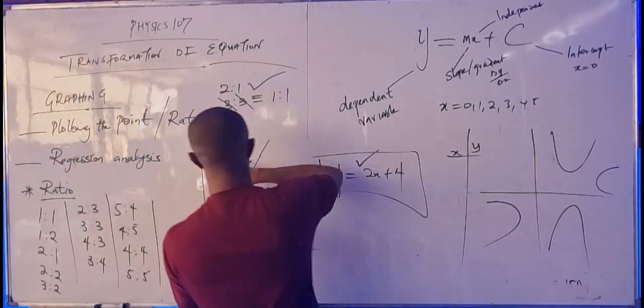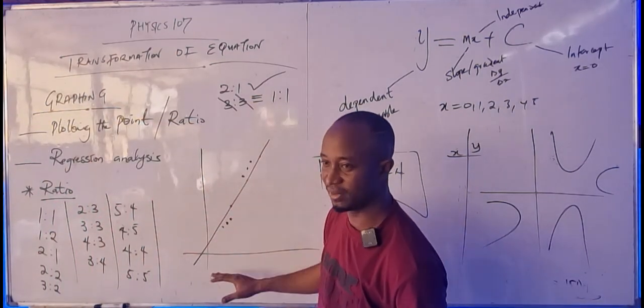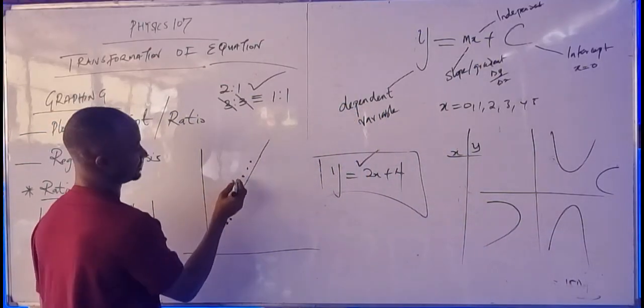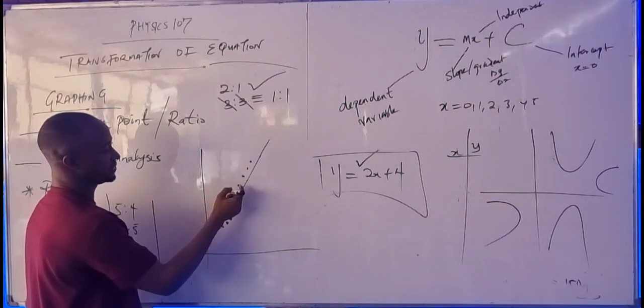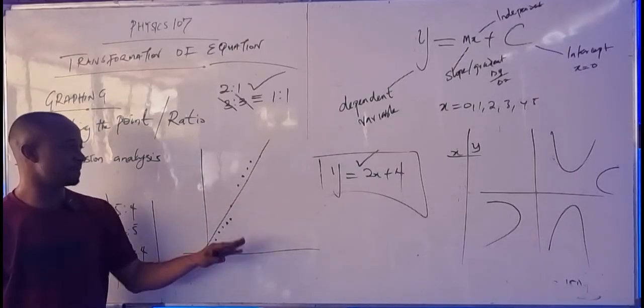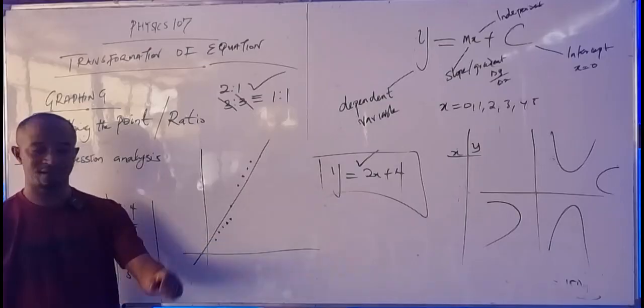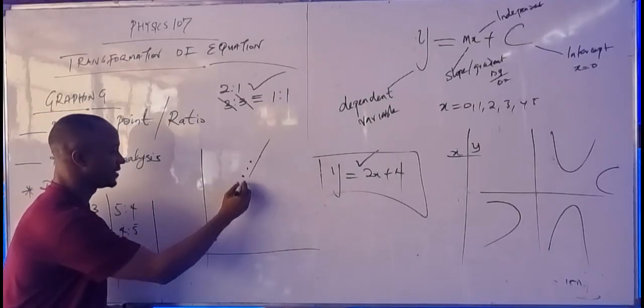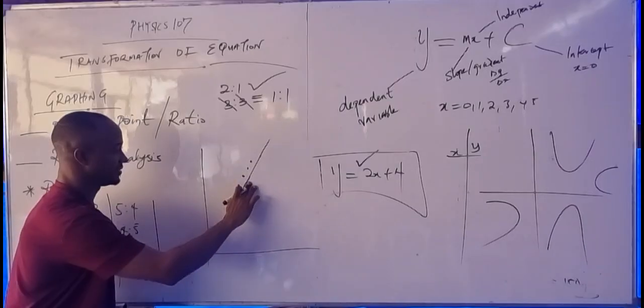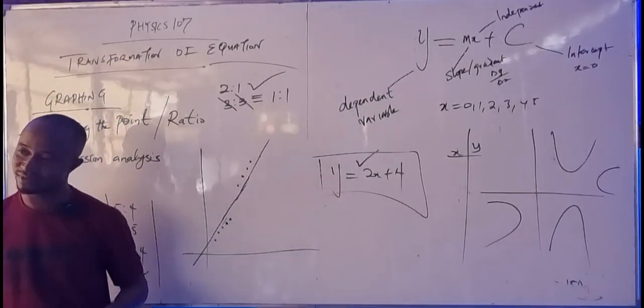Sometimes some points will be here, like 3 will be here, maybe only 2 points will enter the line. You can even have a graph like this: 1, 2, 3, 4, and here is 5. 5 here, 4 here, and no point is on the line. Is it possible? Have you ever seen that before? No, right? But it's possible.